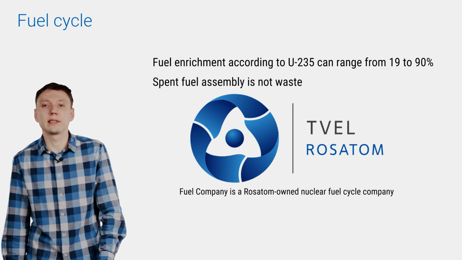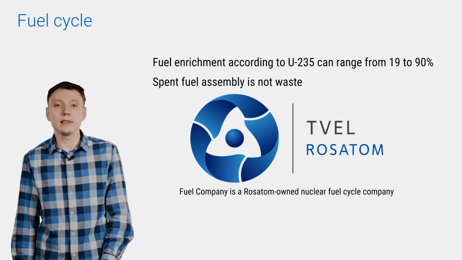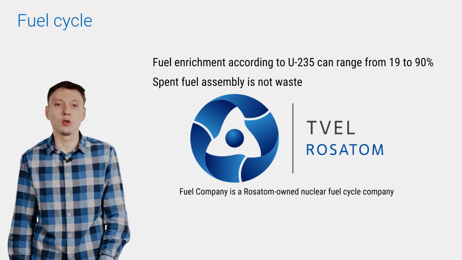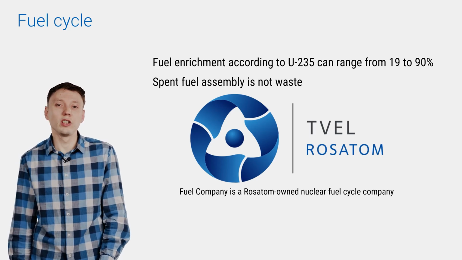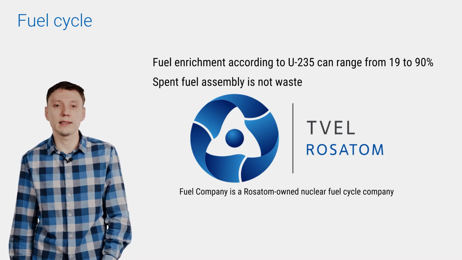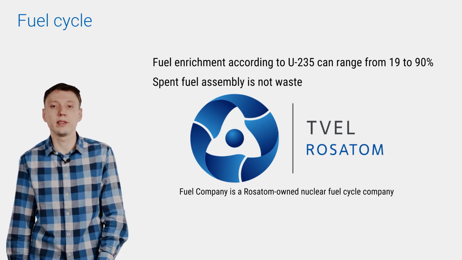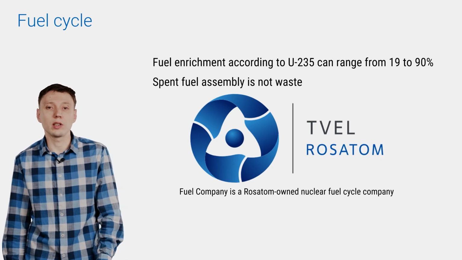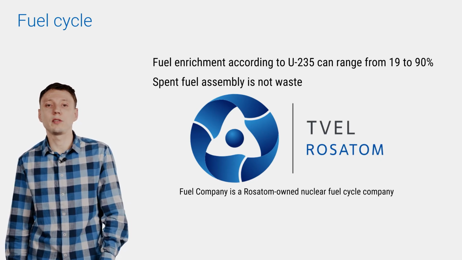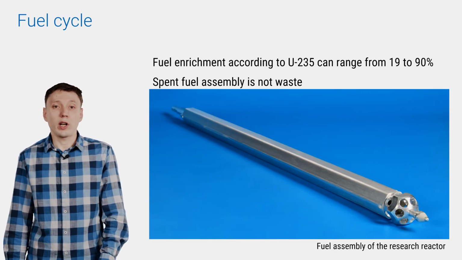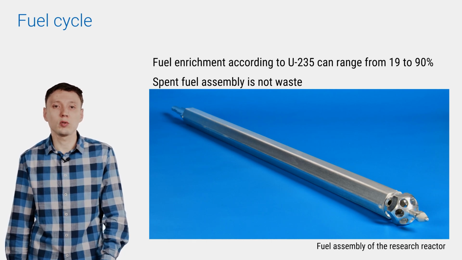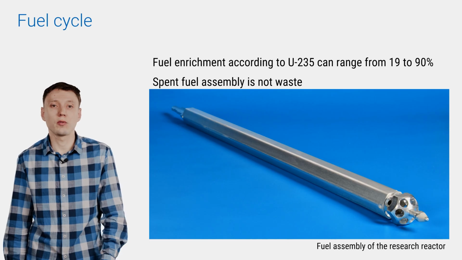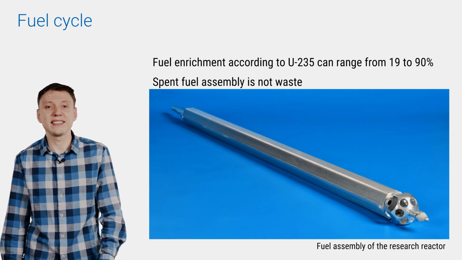To operate a reactor, fuel containing fissile materials is needed, usually in the form of fuel assemblies with uranium-235. During the operation of any reactor, spent nuclear fuel is generated. This cannot be classified as radioactive waste, since it still contains fissile material. The reactor cannot completely burn all the uranium in the fuel assemblies. For Russian research reactors, fuel enrichment with uranium-235 depends on the specific reactor and can range from 19% to 90%.